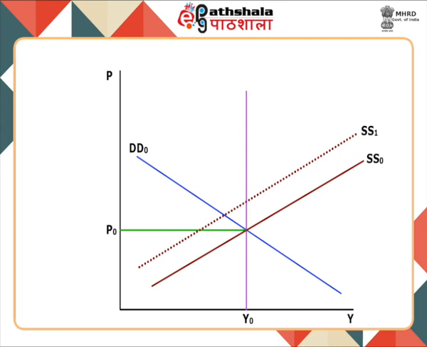Due to increase in wage rate, there is redistribution of income and wage earners gain. Wage earners have higher marginal propensity to consume than other factors of production. Hence, there is an increase in aggregate demand, and aggregate demand curve would shift upwards, that is from DD0 to DD1. Now there is shift in both aggregate demand curve and aggregate supply curve, and new equilibrium would establish at original level of output, that is Y0, but at higher price level, that is P1.